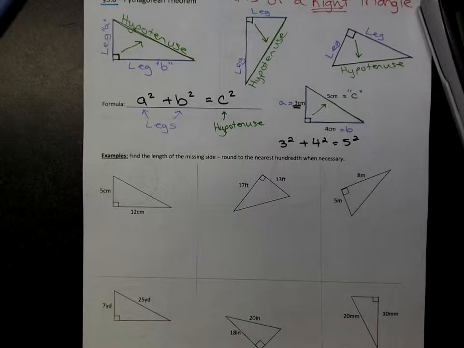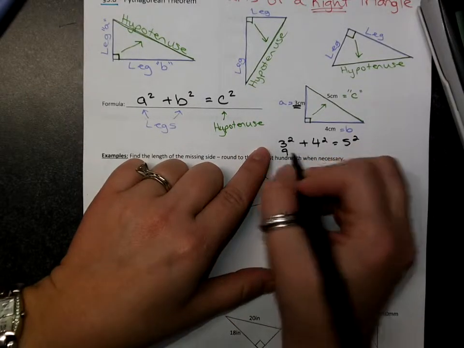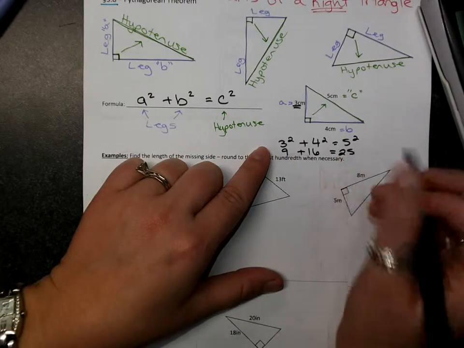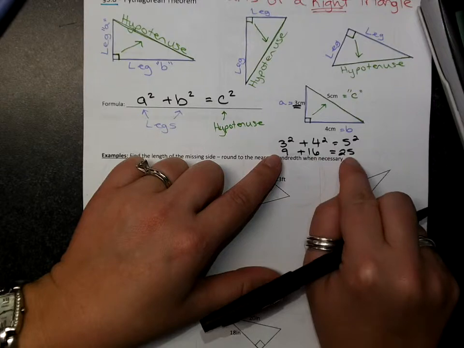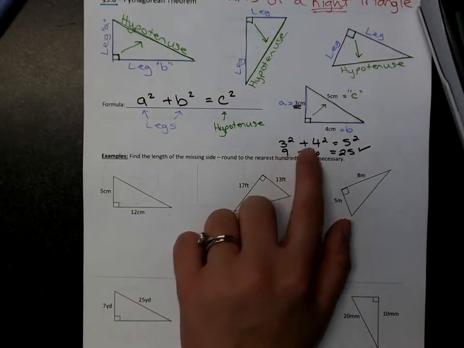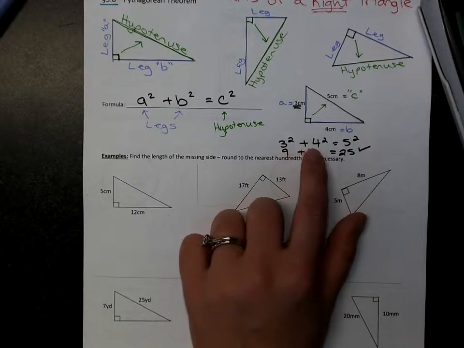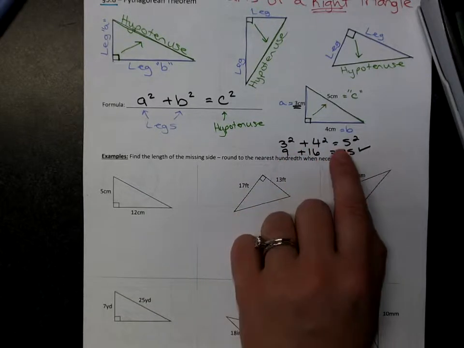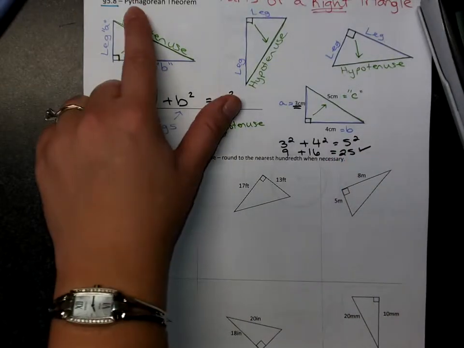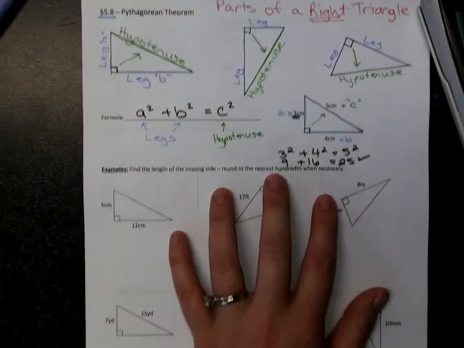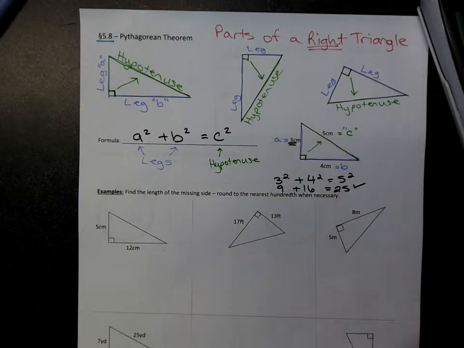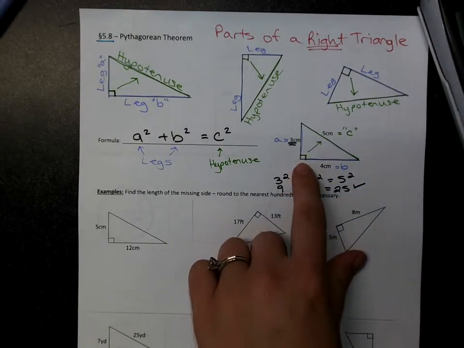Let's just do the math and see if this works. 3 squared is 9, 4 squared is 16, 5 squared is 25. Is 9 plus 16 25? Yes, it is. So if you square the two shorter sides, square the short one, and add them together, you get the length of the longer one, again, squared. And Pythagoras was a Greek philosopher that figured this out. So he's a Greek mathematician that figured out this equation is always true if you have a right triangle.